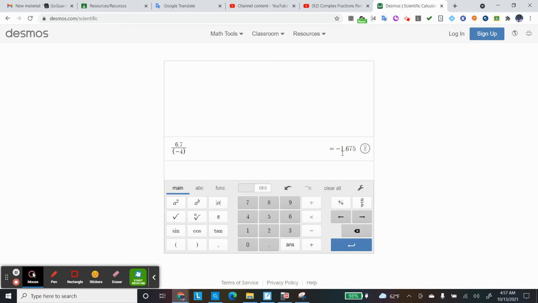-1.675, and right next to it is the fraction button to convert. So if I press that, I get -67/40. Now, Dr. Rob, is that the same as the other answer I got? Well, you can take this fraction, and let me take that answer and change it to a decimal. So I get -1.675 again, or I could have pressed this button and gone back and forth with it.